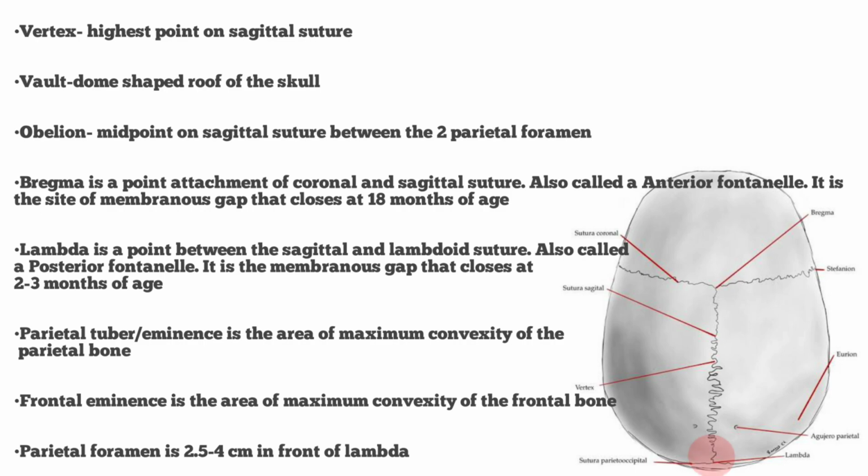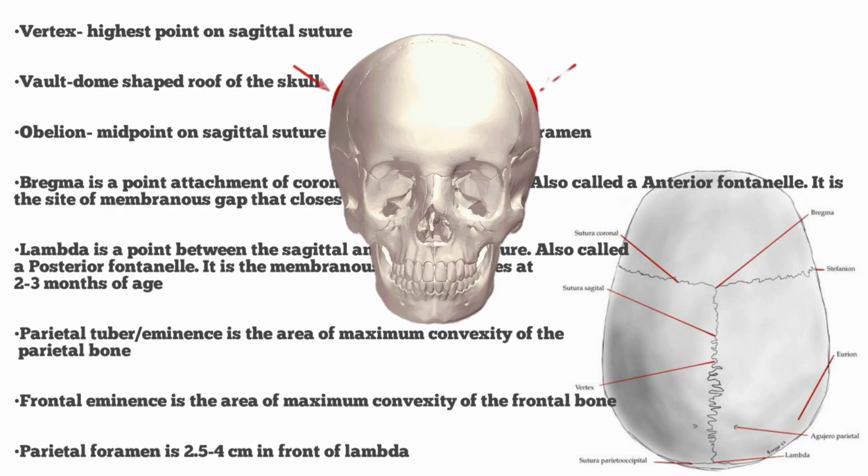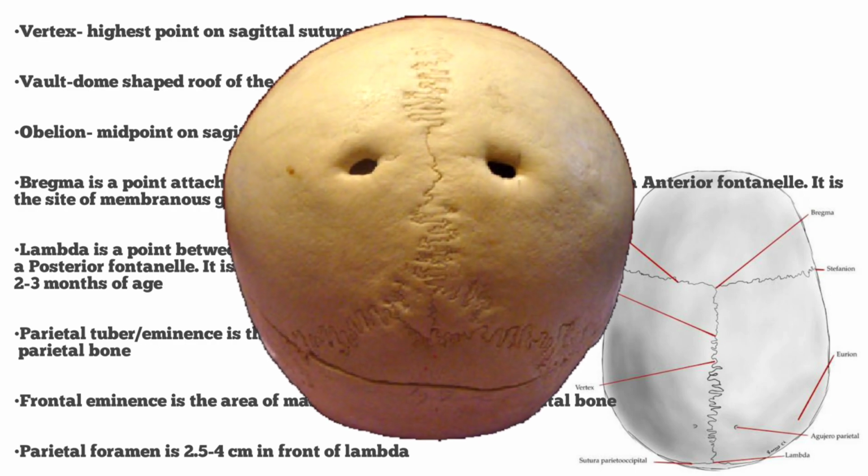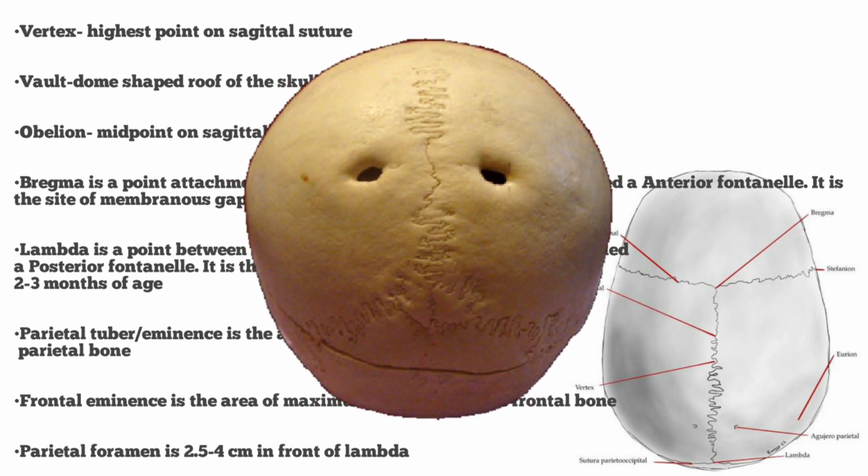Lambda is a point between the sagittal and lambdoid sutures. It is also called the posterior fontanelle, a membranous gap that closes at 2 to 3 months of age. Parietal tuber or eminence is the area of maximum convexity of the parietal bone. Frontal eminence is the area of maximum convexity of the frontal bone. The parietal foramen is 2.5 to 4 cm in front of lambda.